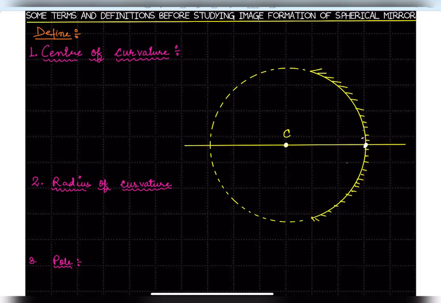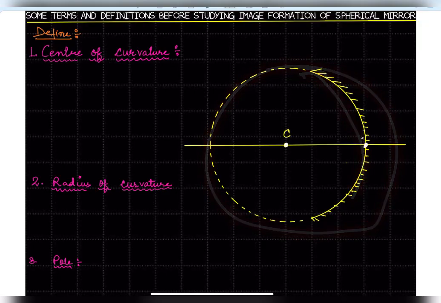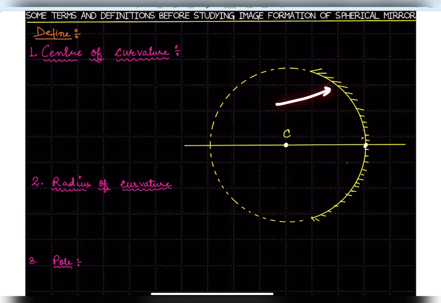Now, in the definition, I have told you that the concave mirror or convex mirror is taken from a sphere, like a football. It's not exactly a football, but in a football also the outer part can be reflecting or the inner part can be reflecting. If the inner part is reflecting, it is called concave. If the outer part is reflecting, it is called convex. We have discussed this.